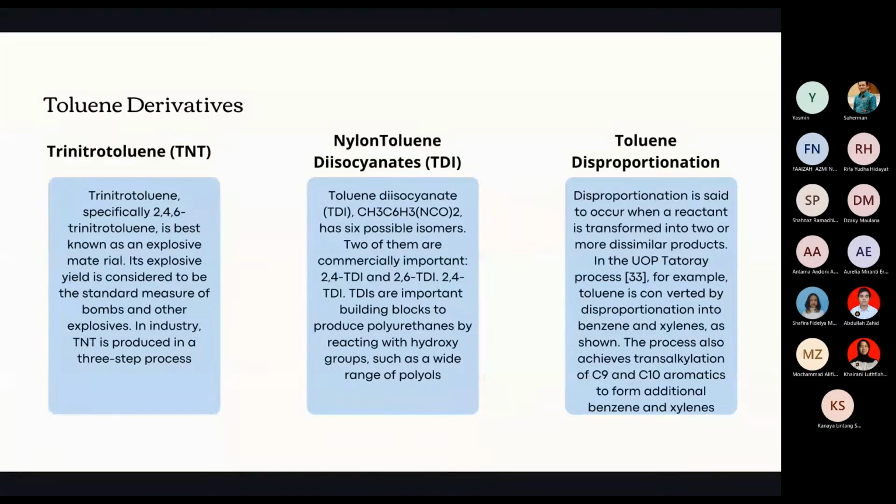And then the last one, we have toluene disproportionation, which is said to occur when a reactant is transformed into two or more dissimilar products in the UOP Tatoray process. For example, toluene is converted by disproportionation into benzene and xylenes, as shown. The process also achieves transalkylation of C9 to C6 aromatics to form additional benzene and xylene.